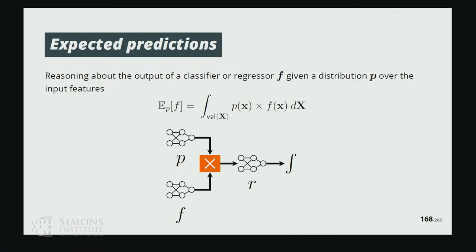Another example, so this is very general. A very simple pipeline is taking a product of two circuits and then just computing the integration of that output, which is just computing expectations. So if f is any given function, and p is your distribution given as a circuit, this computes the expectation of that function according to this distribution. Of course, if f is given as a circuit, or you can turn it into a compatible circuit easily, then we can compute this expected prediction task tractably also.